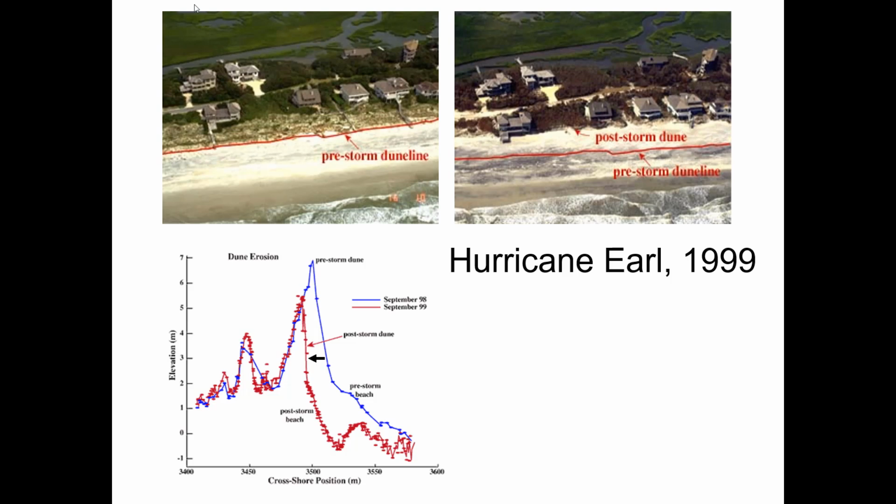Here's yet another example where you can see how removal of sand from the dunes put several very expensive Florida beach houses in peril. The blue line on the graph is the pre-storm profile, and the red line represents the profile after the storm. The difference represents all the sand that was removed from the dune and moved towards the sea, and it caused the dune to shift landward.